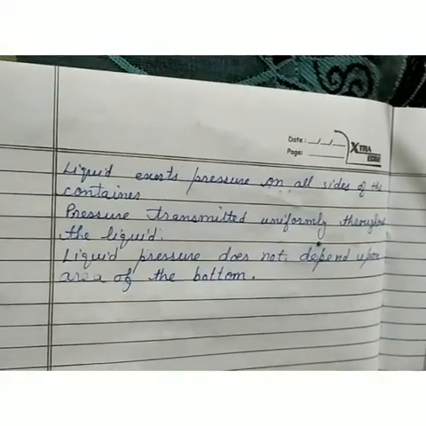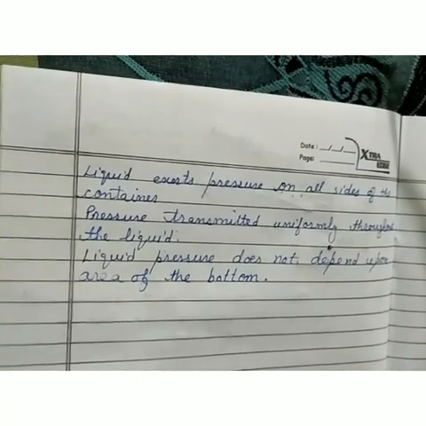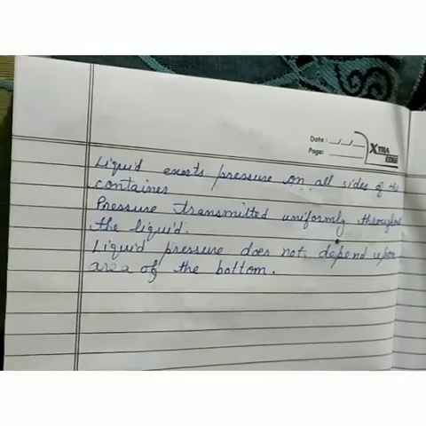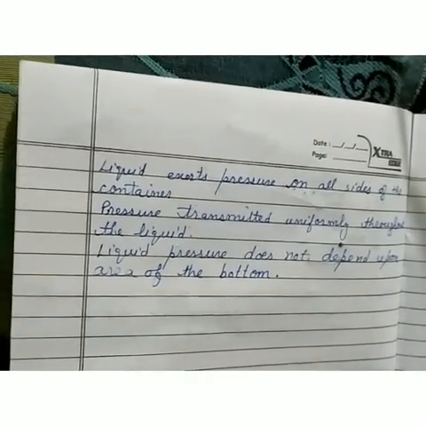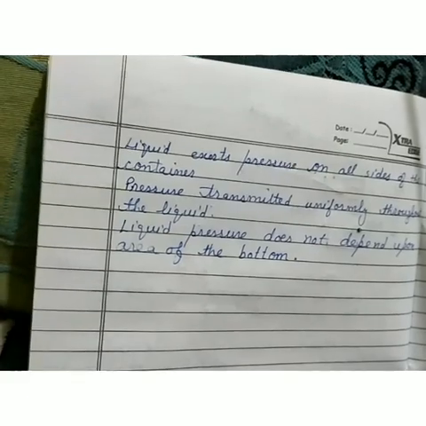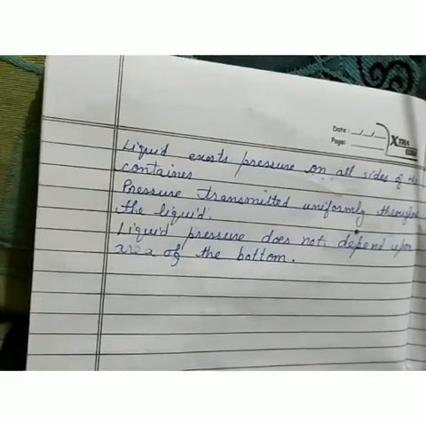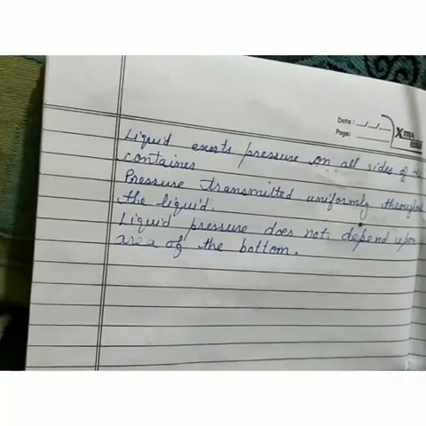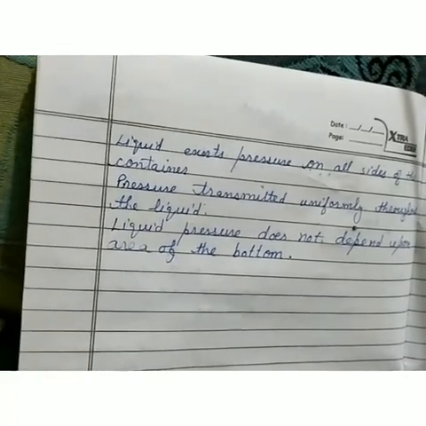Some more points which are clear to us with the help of the activities are that liquid exerts pressure on all sides of the container, and this pressure is transmitted uniformly throughout the liquid. For this, when I made the four holes in the bottle, you observed that from all four directions, from all four holes, the same amount of liquid is coming out. So it shows that liquid pressure is acting in all directions, on all sides of the container, and it is acting uniformly in all directions.